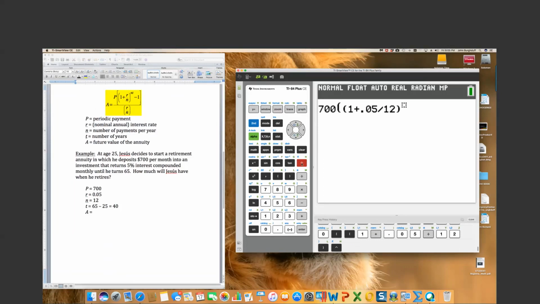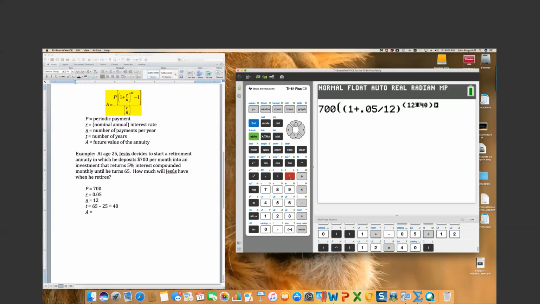Older versions of TI calculators do not show you an exponent as an exponent. And in those cases, you need to make sure that everything that's in the exponent is included in parentheses. Just as a good practice, I always put everything that's in an exponent in parentheses, just to be safe. This would be n times t, 12 times 40, close off the parentheses that represents the exponent.